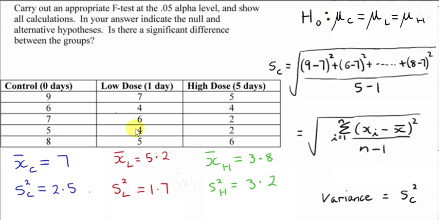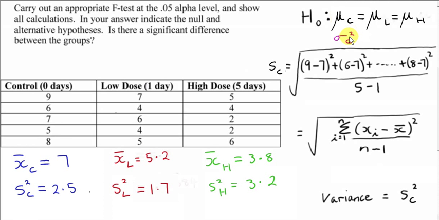We will call the mean of the population that this group comes from mu L, L for low dose. And finally, we will call the mean of the population that this group comes from mu H, H for high dose. As an aside, the assumption underlying the f-test is that these groups come from normally distributed populations with equal variances. So we don't know what the variances are, but the assumption is that the variances are the same.